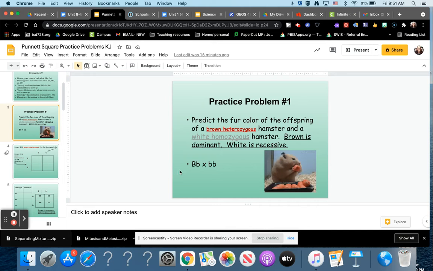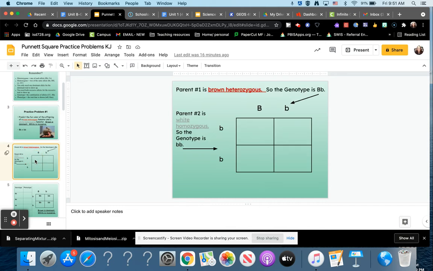Then what we do now that we know the two genotypes of the parent hamsters, we're going to make a punnett square. To make a punnett square, you just make a box like this with 4 squares in it. And we write the parent number 1 on the top up here. So we know the genotype is big B, little b. So we write each one over each column. And parent 2 is white homozygous, so is little b, little b. So we write that on the side here. It doesn't matter which parent you put where.